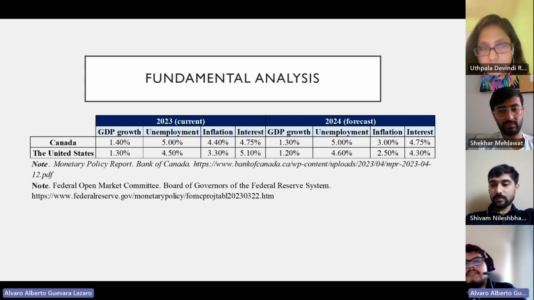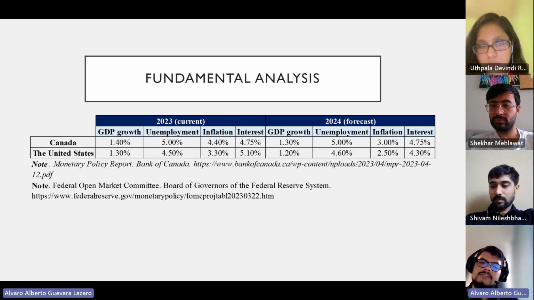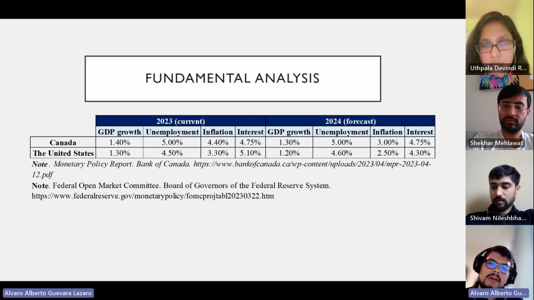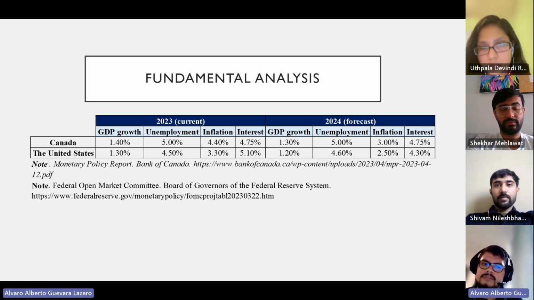Thank you, Shivam. Now let's focus on fundamental analysis. Here we're going to see four important macroeconomic variables in Canada and the United States. The first two are GDP growth and unemployment, which for both countries are, according to the historical data, at a normal level. Also, the forecast for these two variables is almost the same as the current results. Then we have inflation and interest rates, which in both countries have been changing a lot. In the last month, both variables have been increasing. In the case of Canada and the United States, this is not a normal scenario. This is more like a recession scenario for both countries.